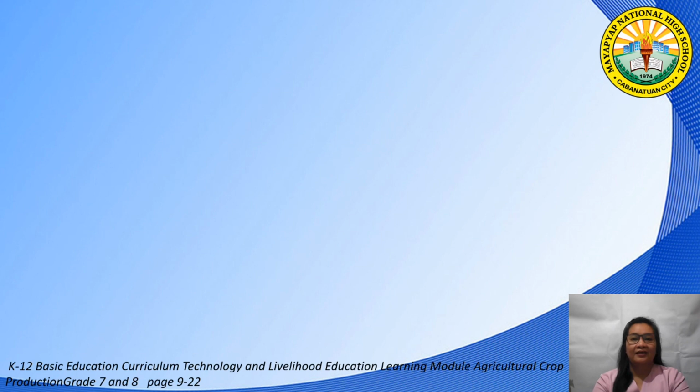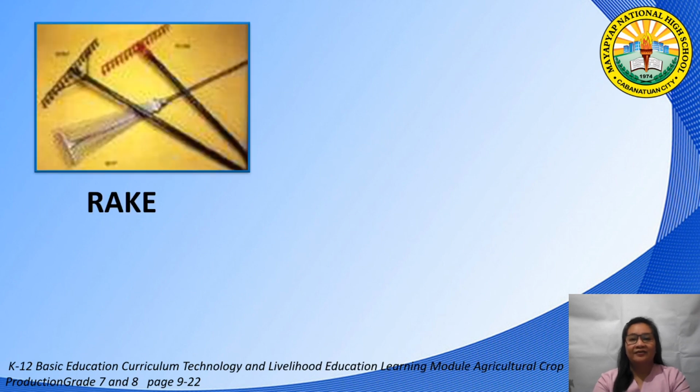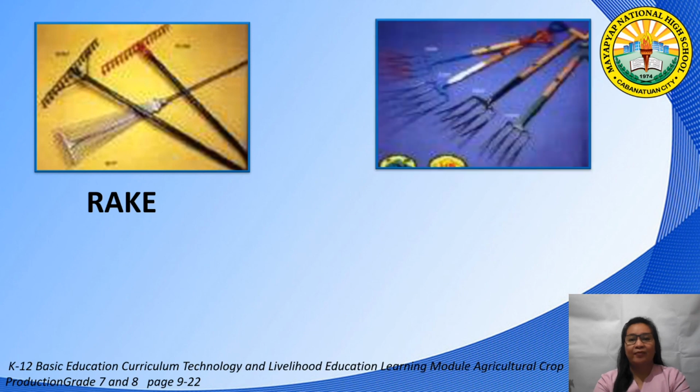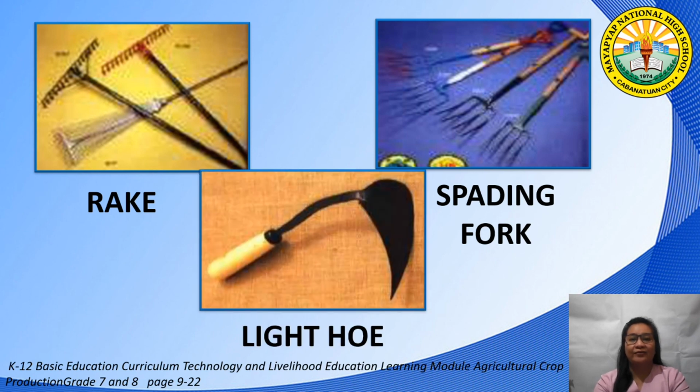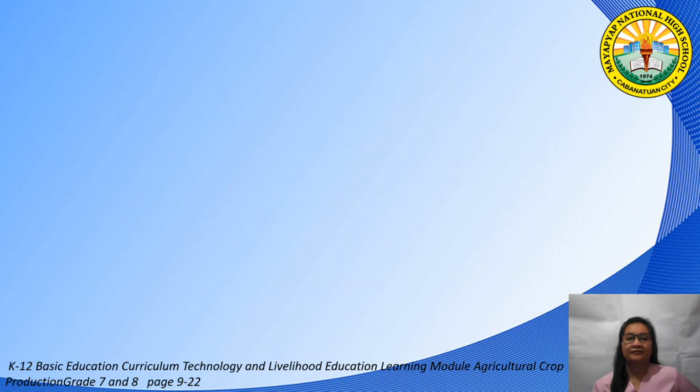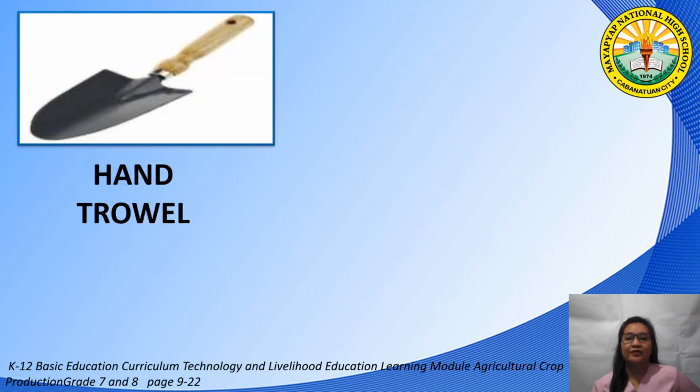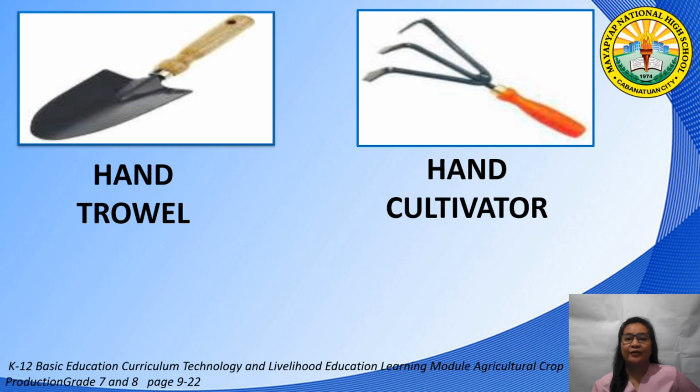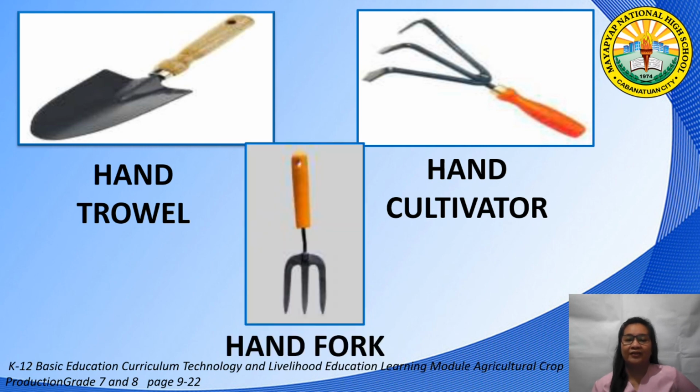Rake. It's used for cleaning the ground and leveling the topsoil. Spade and fork. It's used for loosening the soil, digging out root crops, and turning over the materials in a compost heap. Light hoe. It's used for loosening and leveling the soil and digging out furrows for planting. Hand trowel. It's used for loosening the soil around the growing plants and putting small amount of manure fertilizer in the soil. Hand cultivator. It's used for cultivating the garden plot by loosening the soil and removing weeds around the plant. Hand fork. It's used for inter-row cultivation.